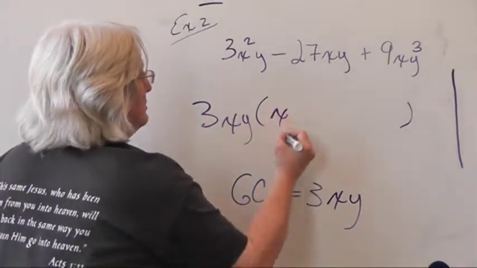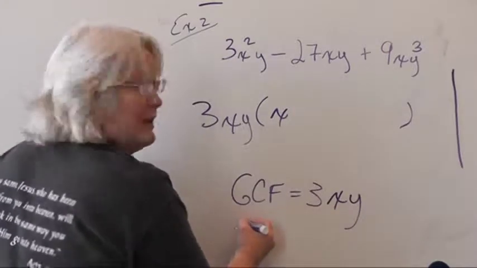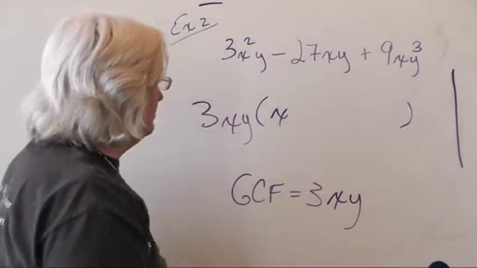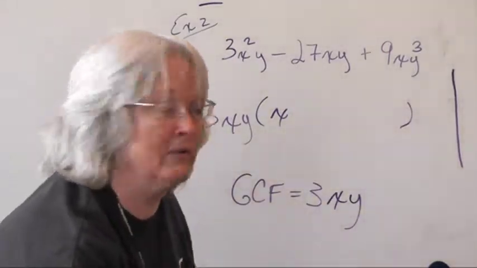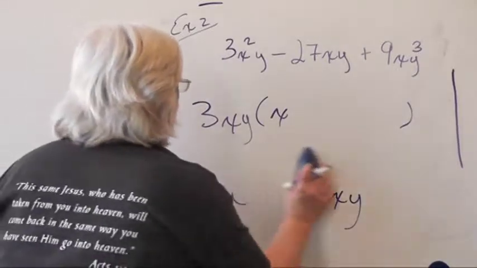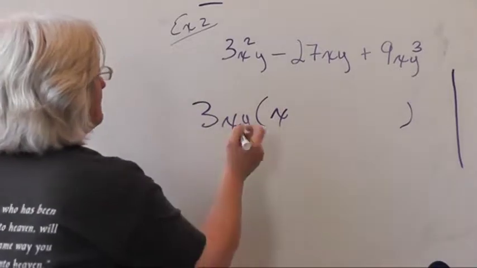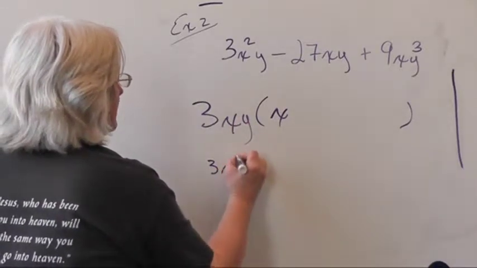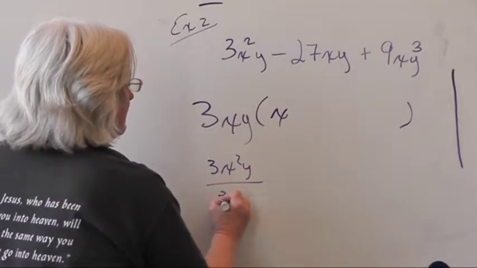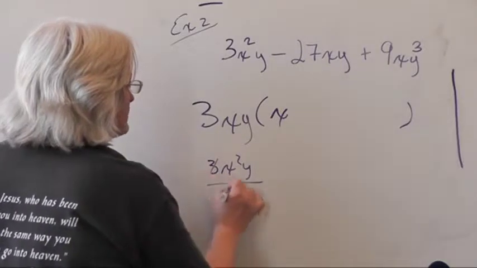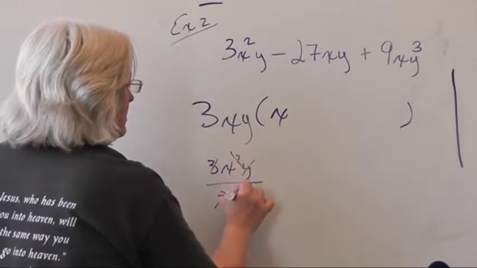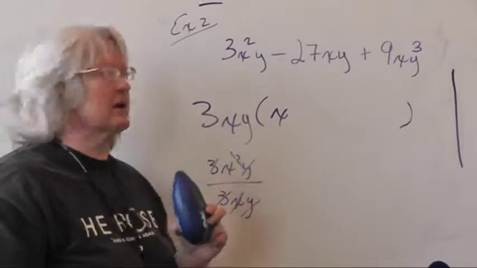And let me show you in a different way. We have, let me see how far down I can go. Can't go down very far. Let me erase our greatest common factor since we have already put it as 3xy. If we have 3x squared y divided by 3xy, cancel common factors, we have an x left.